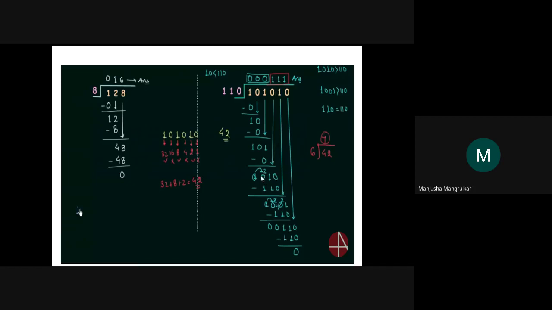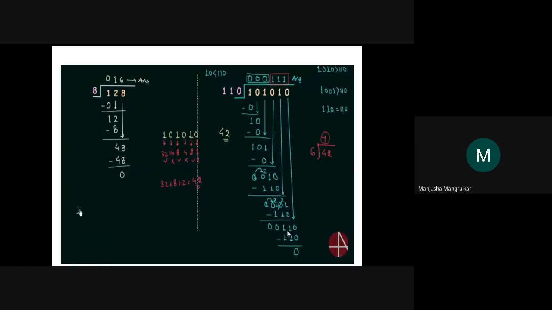Now this 1010 is greater than 110, so we divide it by 1 and subtract 110. 0 minus 0 is 0, 0 minus 1 is 1 with a borrow, 1 minus 1 is 0, 1 minus 0 is 1 and 1 borrow, so this 1 minus 1 cancels. What we get is 010. Now again we take the next bit, 1. Again this is greater than the divisor, so again we divide it by 1 and subtract, and we get 0011.